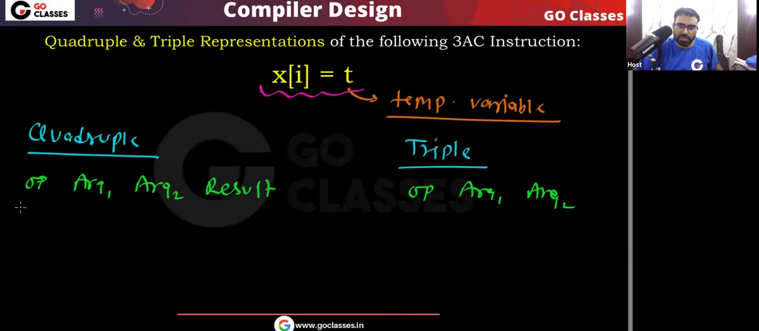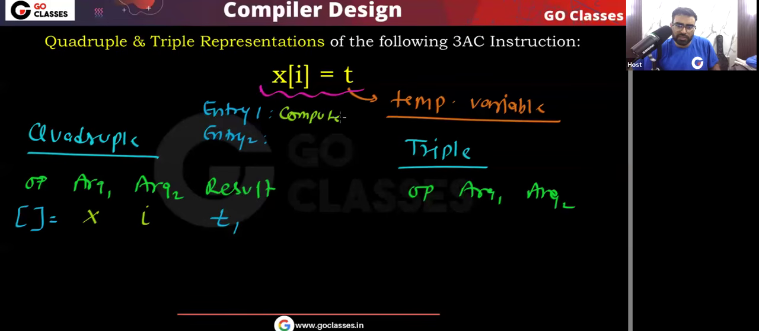So remember, what is the operator here? The operator is bracket assignment. Then you can see what the arguments are. The arguments are x comma i, and the result is stored in a temporary variable, let's assume t1. Is this point clear? Basically I told you that here we again need two entries, entry 1 and entry 2. In entry 1 we are going to compute the location first.